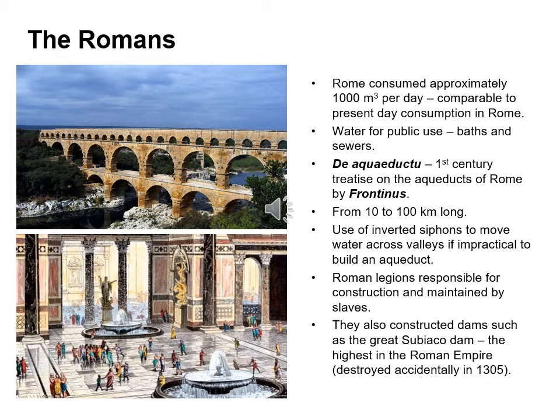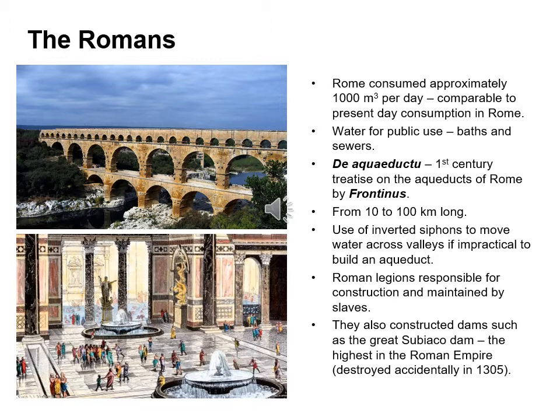De Aqueductu provided a treatise on the aqueducts of Rome by this great civil engineer, Frontinus. They ranged from 10 to 100 kilometers long. They used inverted siphons to move water across valleys, where it was impractical to build aqueducts. The Roman legions were responsible for construction and also maintained these structures, which were unfortunately maintained often by slaves.